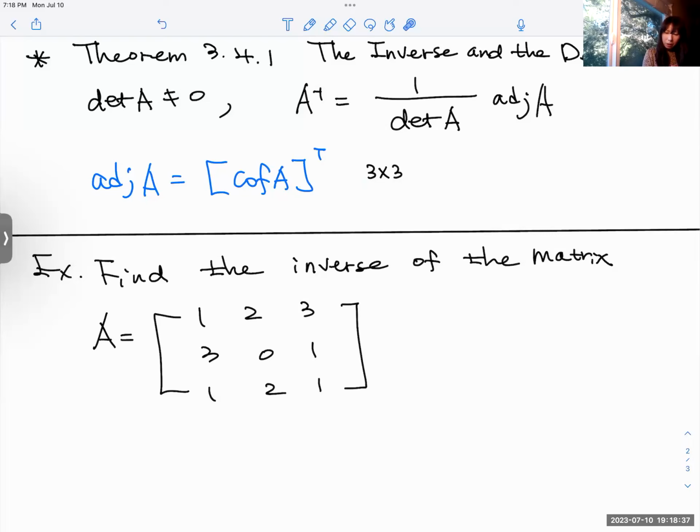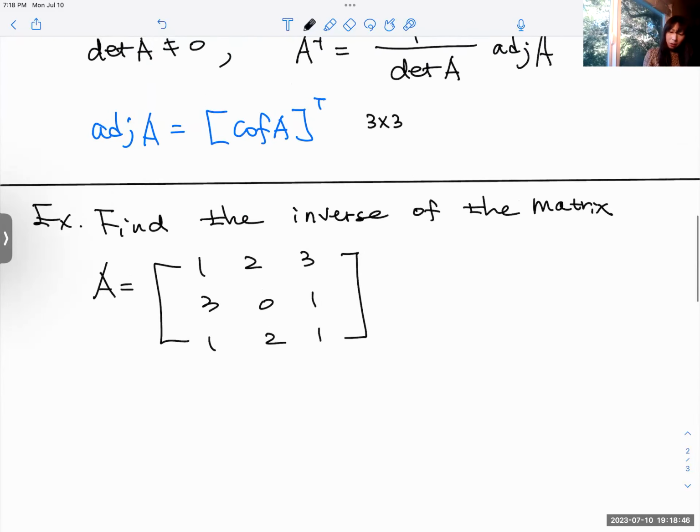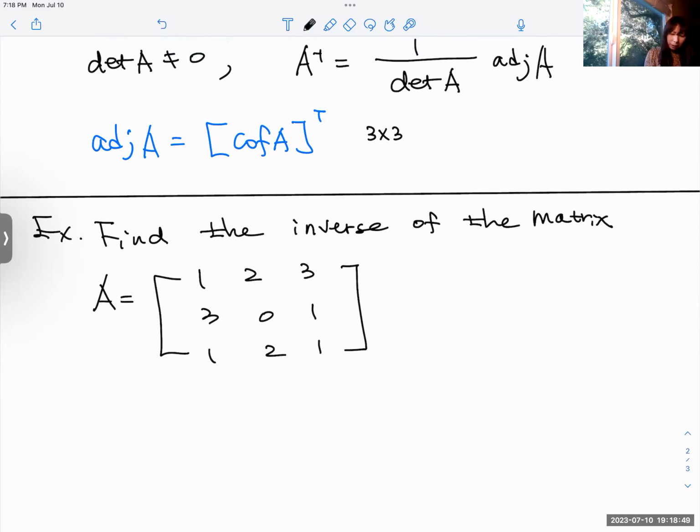What should I do first? Determinant of A first, or, okay, let's just follow the book's process. Let us find the determinant of A first. We had the experience before, so we are using REF. But in this case, there is already a 1 in the first row, so maybe we can make an upper triangular matrix.